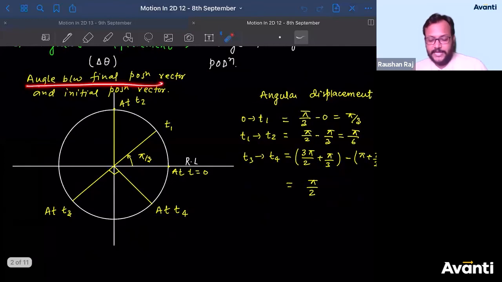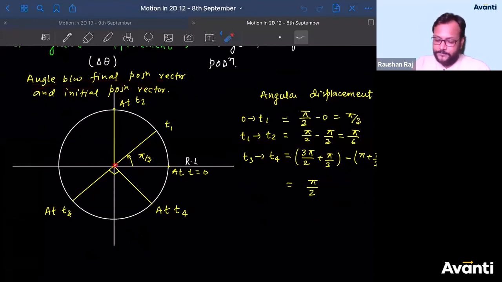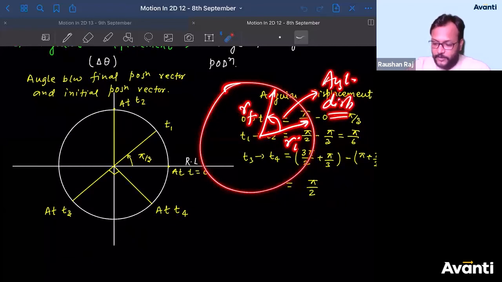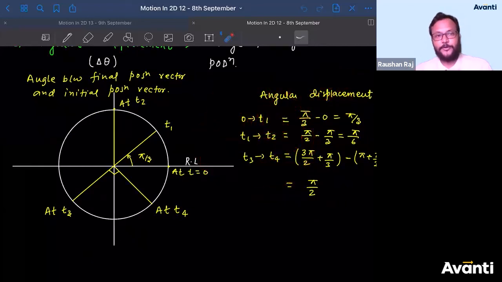The other method, angle between the final position and initial position vector. I'll draw a diagram here. Circle बनाऊंगा मैं. Initial position vector, final position vector. This angle will be the angular displacement. This is how I'll make short notes, so that I don't have to read a lot of statements. The more you include figures and diagrams, the more effective your short notes will be.